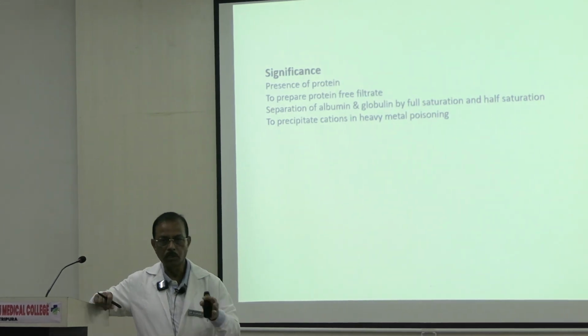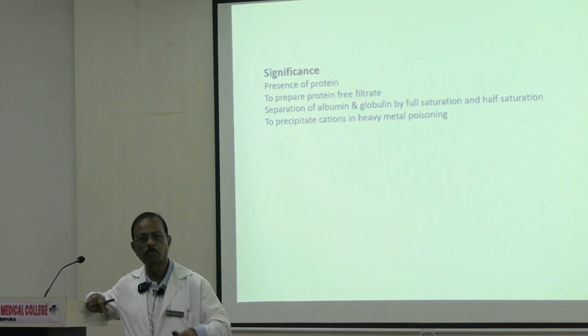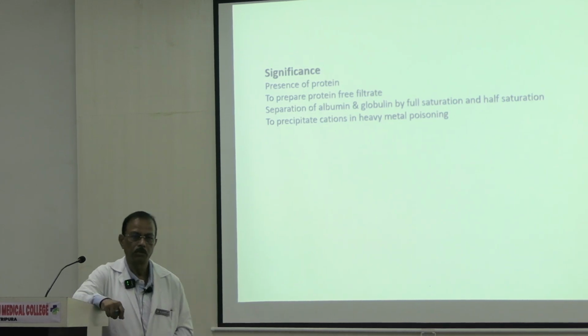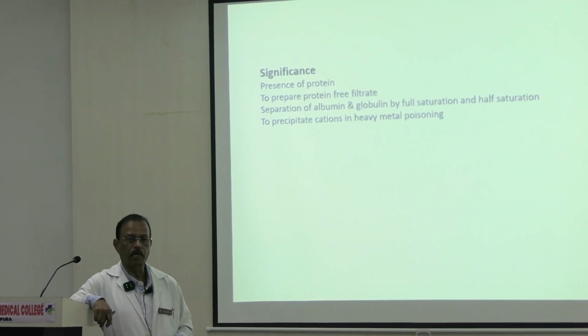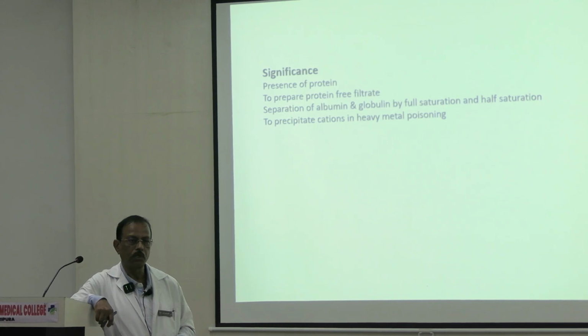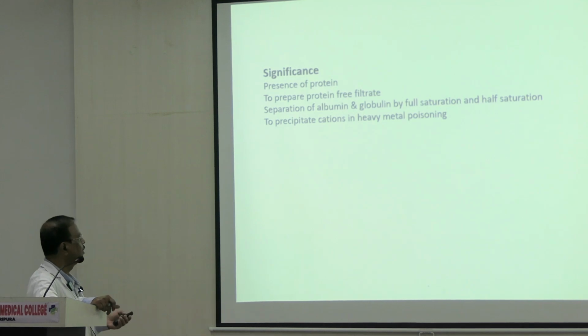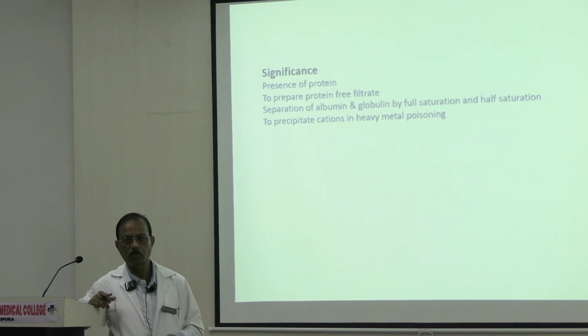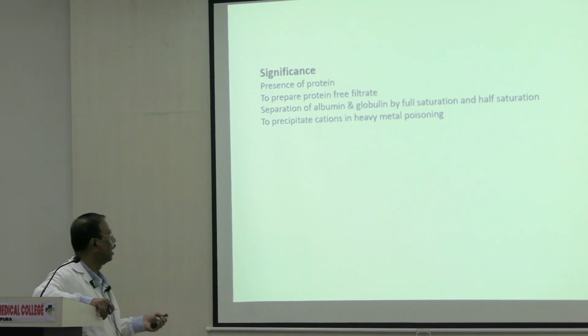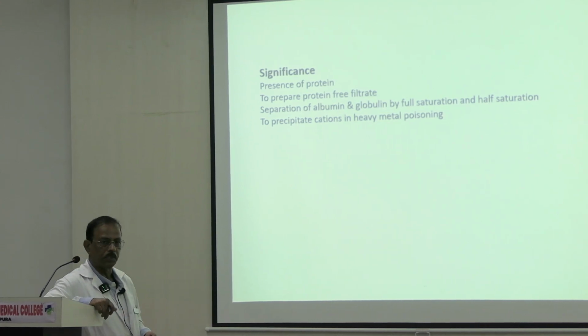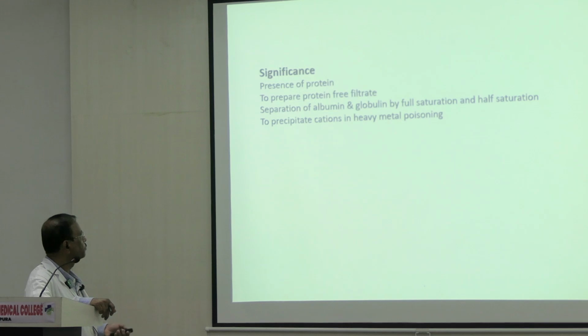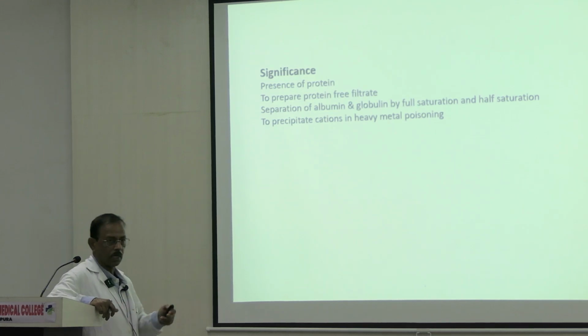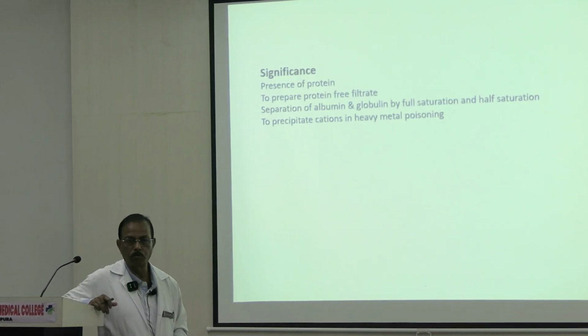Separation of albumin and globulin by full saturation and half saturation. When we add sodium chloride to a solution containing serum, at half saturation there will be precipitation of some protein, that is globulin. Globulin will be precipitated at half saturation of sodium chloride solution, and albumin will be precipitated at full saturation. So in this way, we can separate albumin and globulin from the solution.